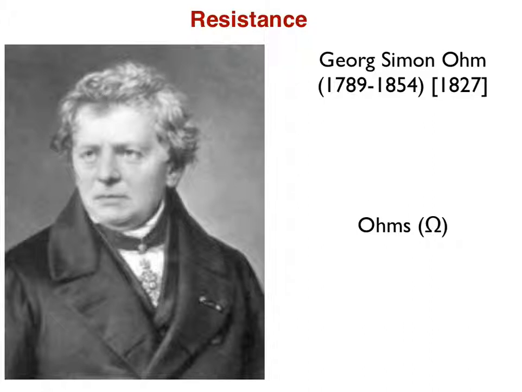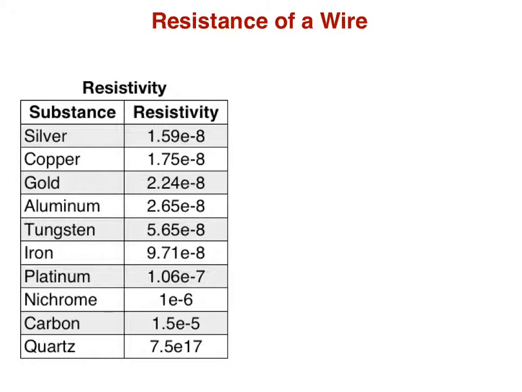Okay, so when we look at the factors that affect the resistance of a wire, one of those factors is what the wire is made out of. It's the resistivity of the wire. So silver has a low resistivity, and things like nichrome and carbon have a larger resistivity.